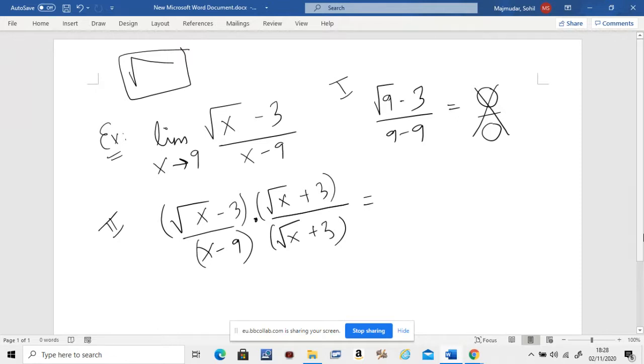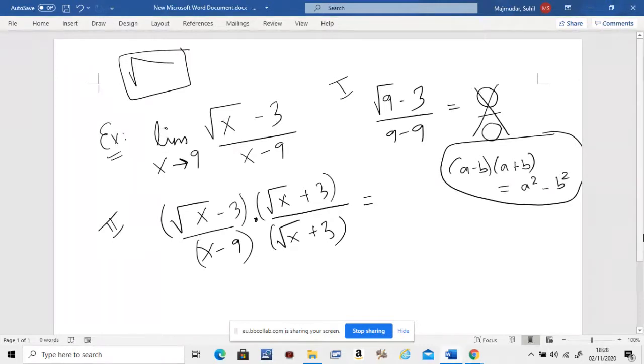Now, after this step, you'll have to remember this formula: a minus b times a plus b equals a squared minus b squared. You have to remember this formula here. So the top here is of the form a minus b, a plus b, where a is the root x and b is 3. So that should become x minus 9, put in bracket. Don't multiply the bottom, keep it as it is.